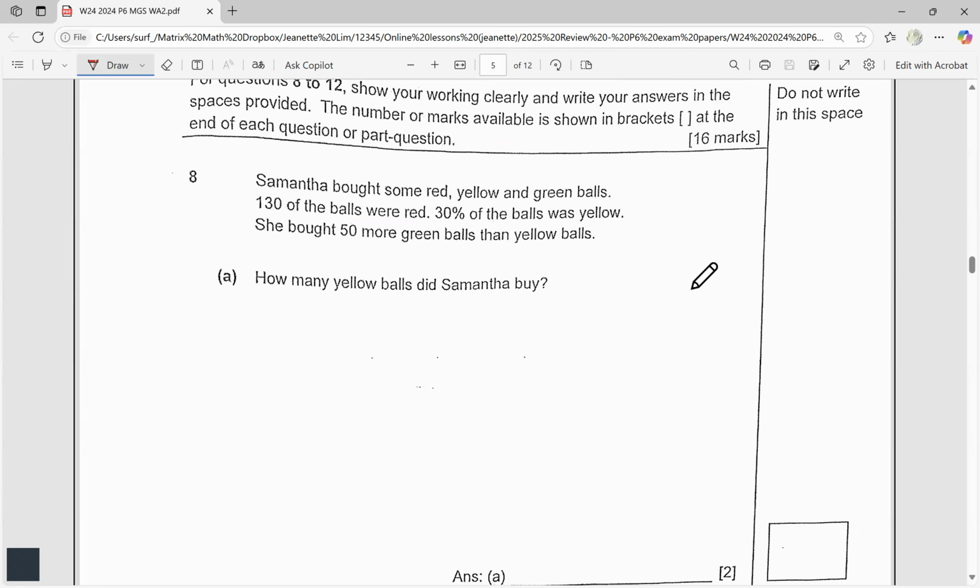Question 8. Samantha bought some red, yellow, and green balls. 130 of the balls were red. 30% of the balls were yellow. She bought 50 more green than yellow. How many yellow balls did Samantha buy? For this question, I'm going to use a model and change 30% into a fraction, so we only work with units. 30% as a fraction is 3 out of 10. So I'm going to draw 10 units.